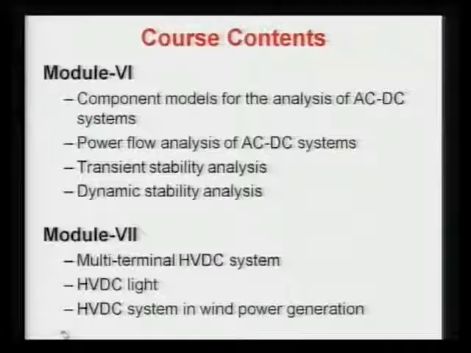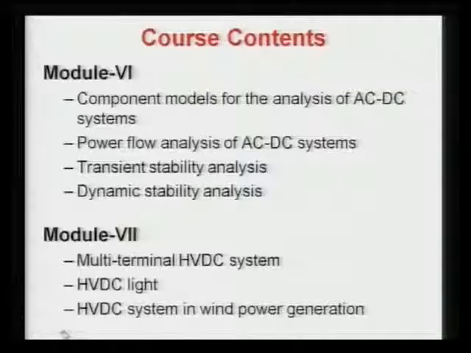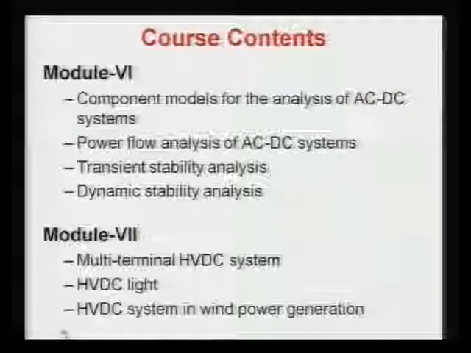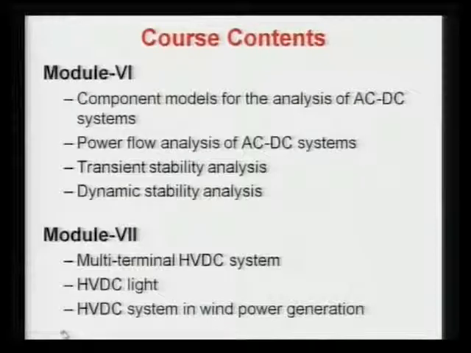The last module, module 7, is basically dedicated to diverse aspects, like new concepts that are arising. HVDC light is basically using transistor technology. It is very fast, and the communication requirement is reduced. It has various advantages, so that will be discussed. Also, we will discuss the multi-terminal HVDC link, because till now, up to module 5, I discussed only the 2-terminal HVDC. So, in module 7 we will discuss the aspects, problems, and advantages of multi-terminal HVDC links.